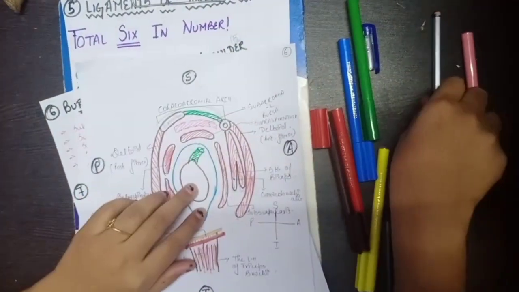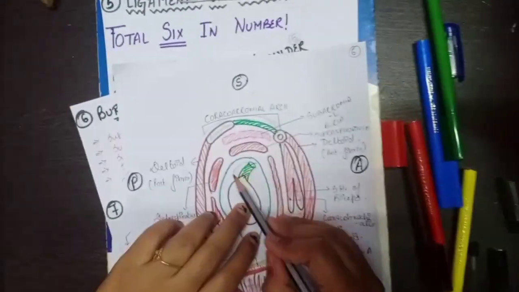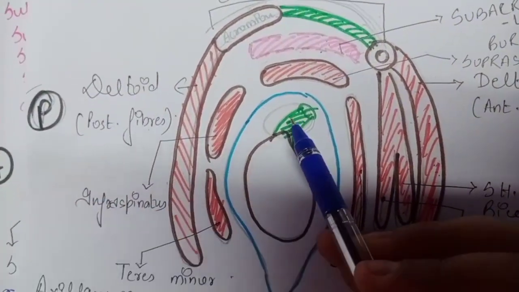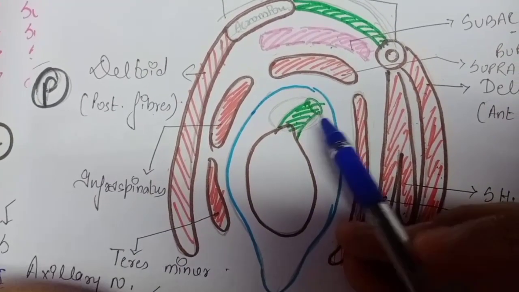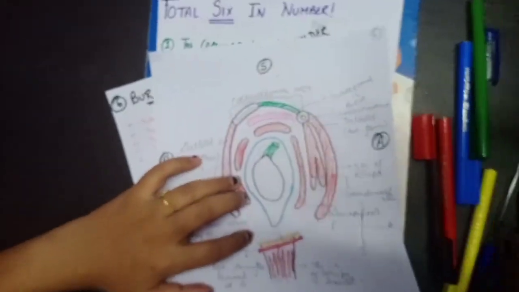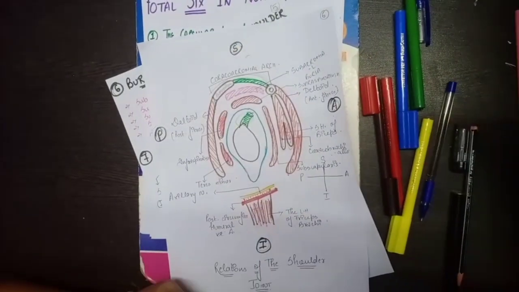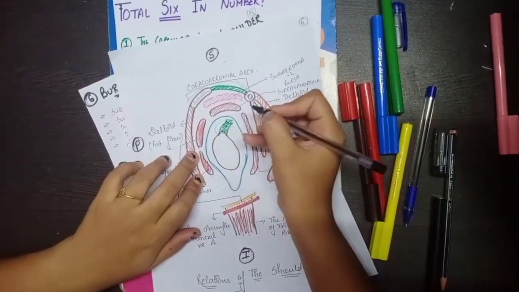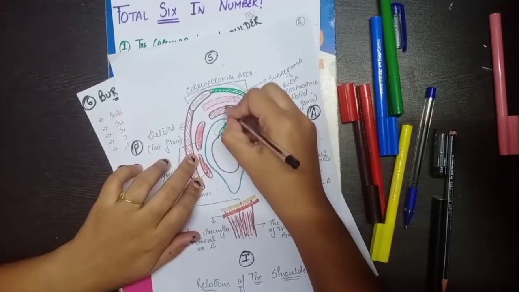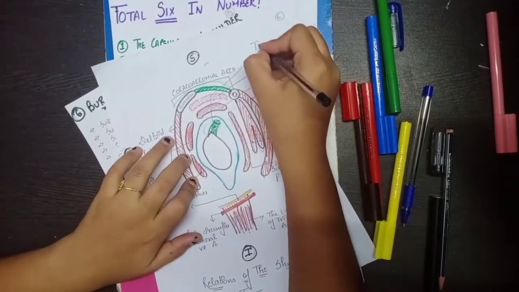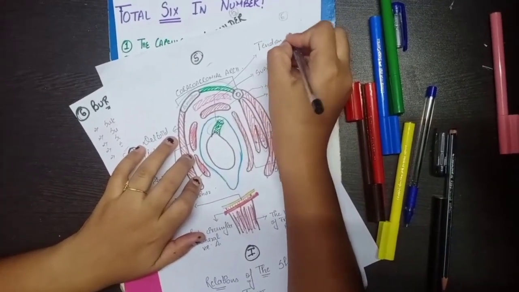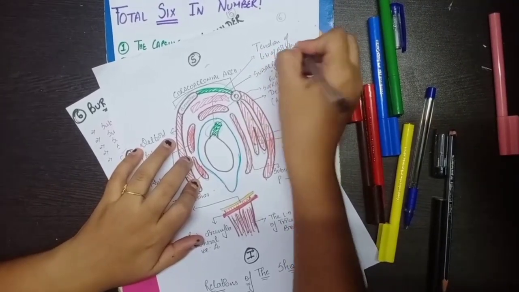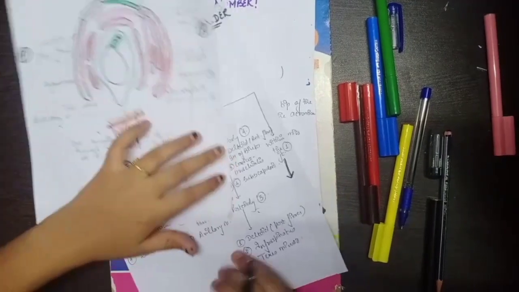Within the joint, can you see here? This is your tendon of long head of biceps brachii. Where do I mark it? Tendon of long head of biceps. That's it. Within the joint, there is only one relation.